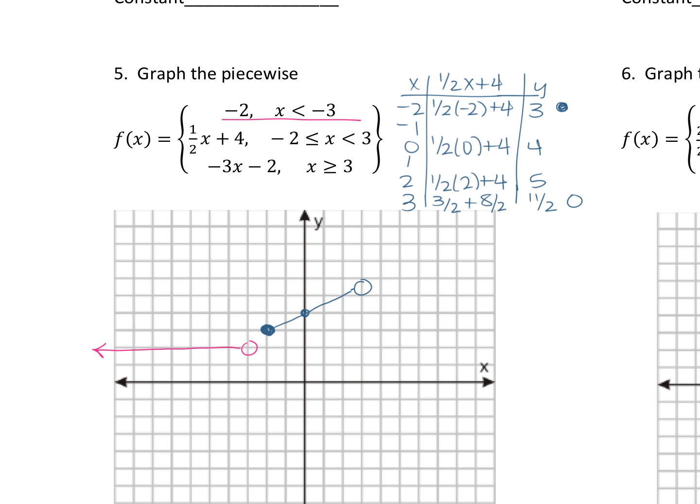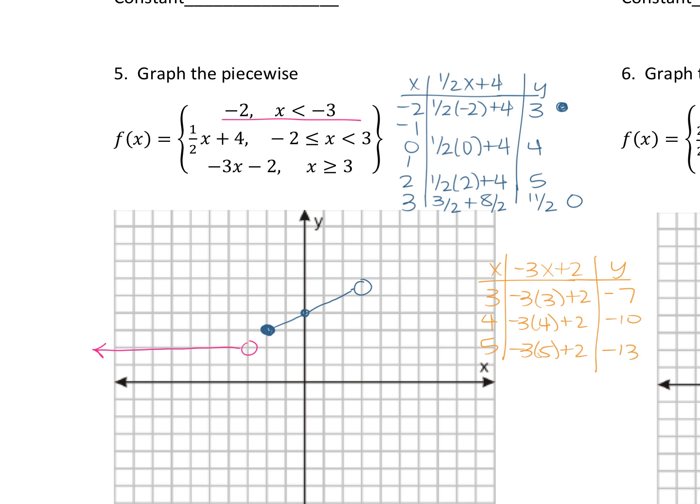Last one that we have is the negative 3x minus 2 when x is greater than or equal to 3. So we're going to use the 3, and I'm going to do 4 and 5 just to get myself a little bit of a line going. I'm going to plug that into negative 3x plus 2. So that's negative 3 times 3 plus 2. That's going to give me negative 9 plus 2, which is negative 7. Then I have negative 3 times 4, which is negative 12, plus 2 is negative 10. Then negative 3 times 5, which is negative 15, plus 2 is negative 13.